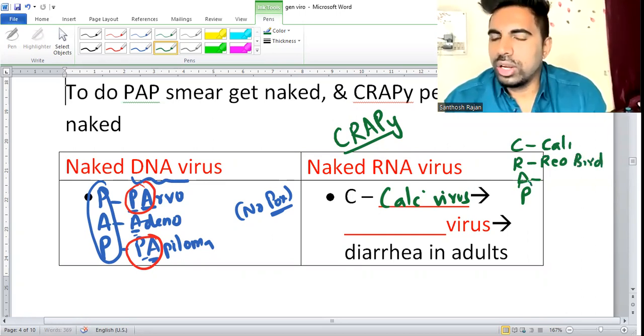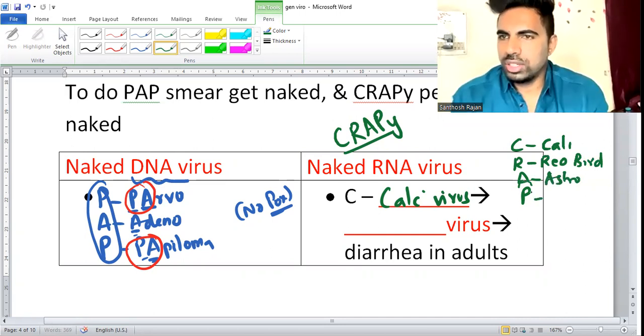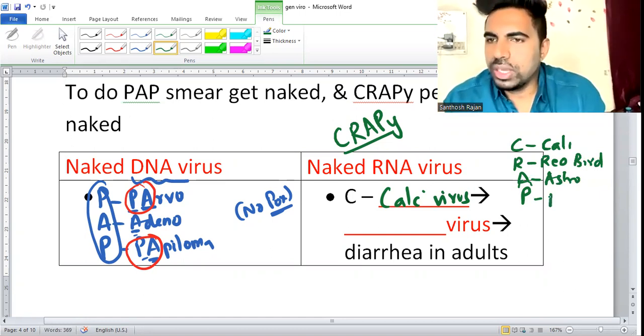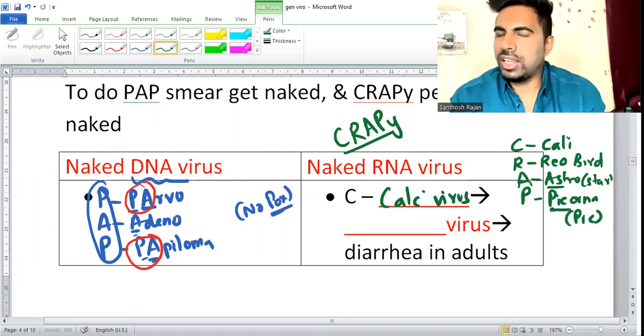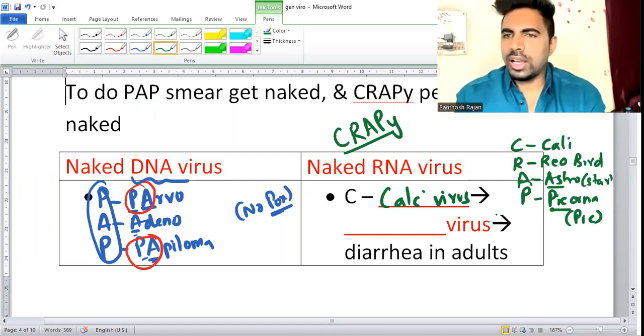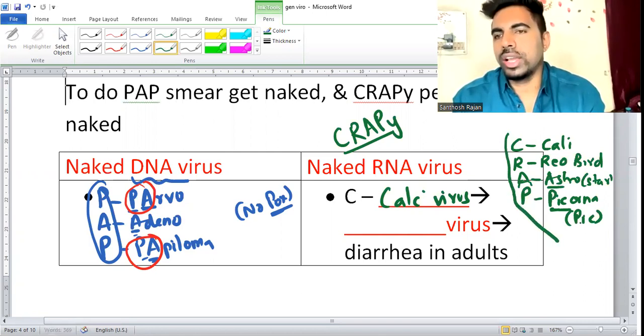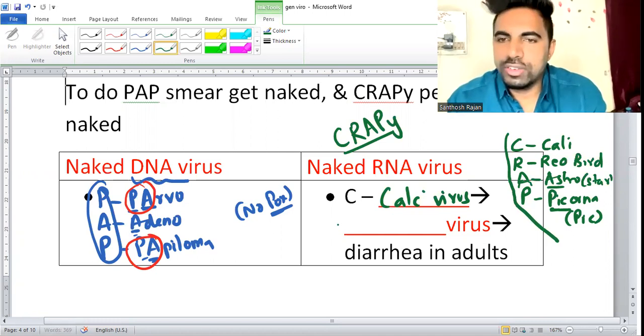And one more is Astro. Naked. In the sky, stars are naked, right? They are naked. And the other one is P, Picorno, because to pick your nose, you get naked. Astro stars are naked, and to pick, you go naked. So: Kali, Reo bird, astro stars, and picking. That's crappy done. Under Calicivirus comes Norwalk virus.